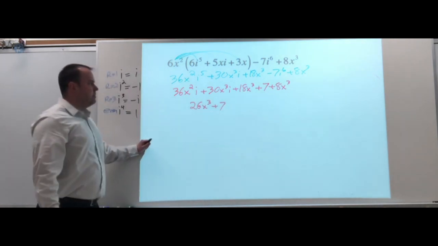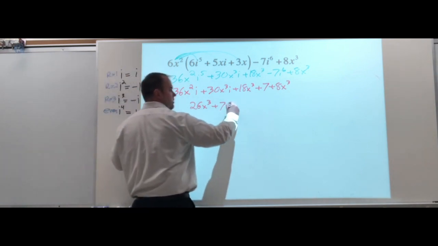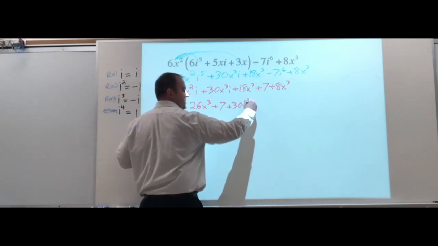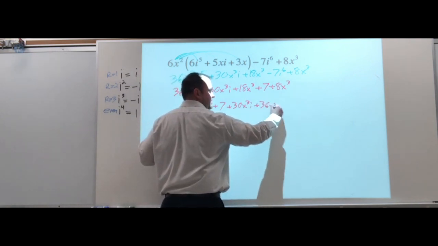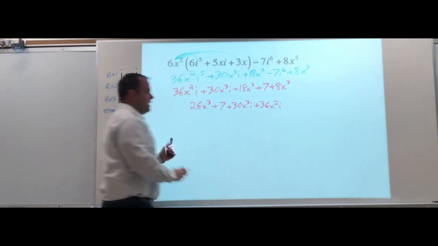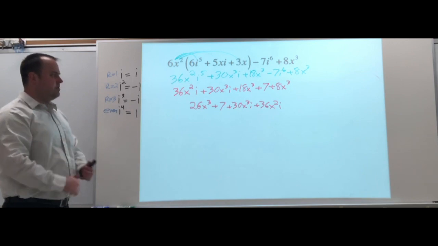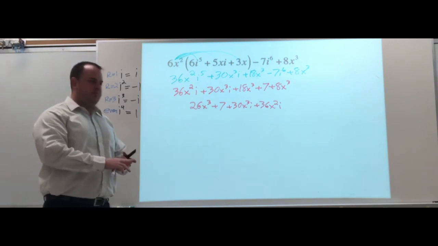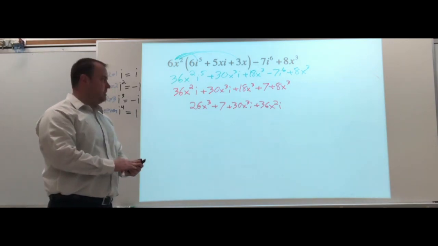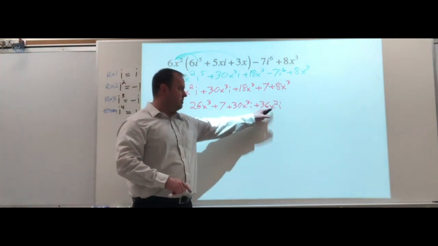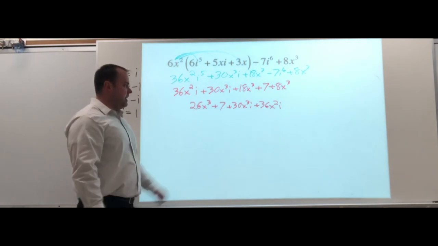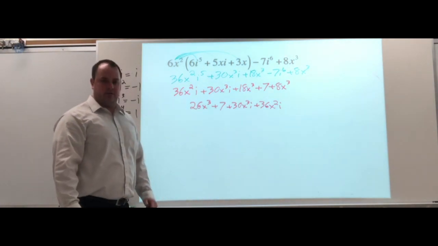So there's my real numbers. Imaginary numbers plus 30x cubed i plus 36x squared i. And there's no more like terms. Both the variables and both the exponents for both variables need to be the same. So even though they both have i's here, I can't combine them because that's x cubed and that's x squared. There's no more like terms, so that would be our final answer.